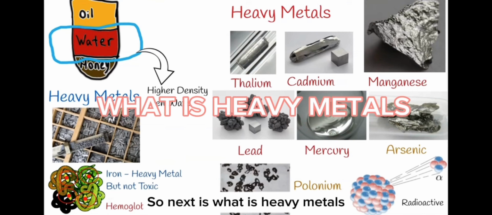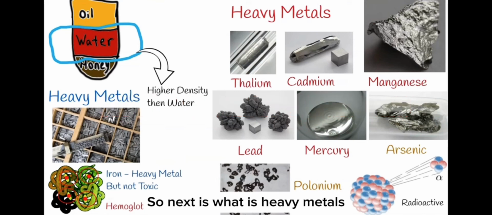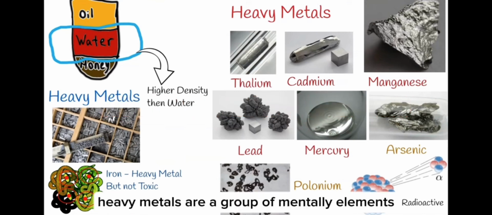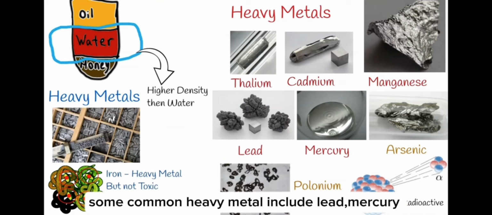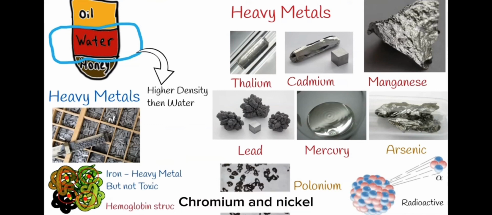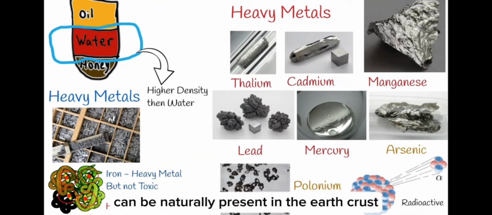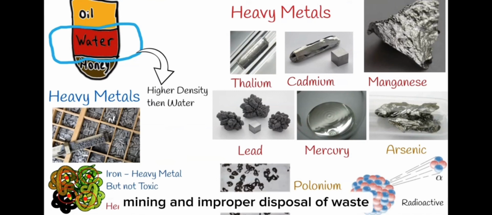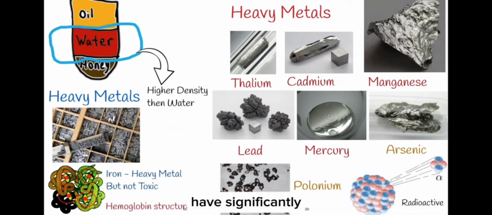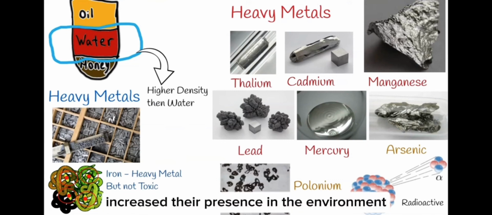So next one is heavy metals. Heavy metals are a group of metallic elements that have a relatively high density and are toxic at low concentration. Some common heavy metals include lead, mercury, cadmium, arsenic, chromium, and nickel, among others. These metals can be naturally present in the Earth's crust, but human activities such as industrial processes, mining, and improper disposal of waste have significantly increased their presence in the environment.